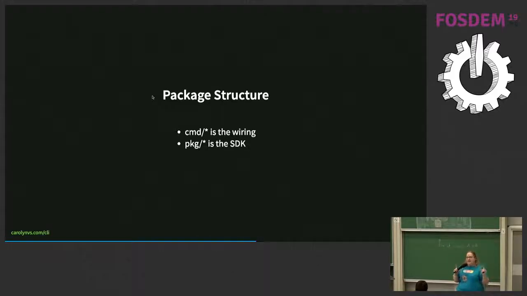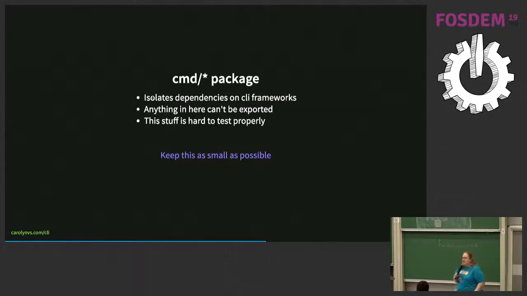I'm saying make at least two. One, where all of your dependencies on Cobra and Viper and Pharaoh live, and one where all your logic lives, and maybe it doesn't even look like a CLI. So wire in one place and write like it isn't even a CLI in the other. So under cmd, that's where your main is. Keep this as tiny as possible.